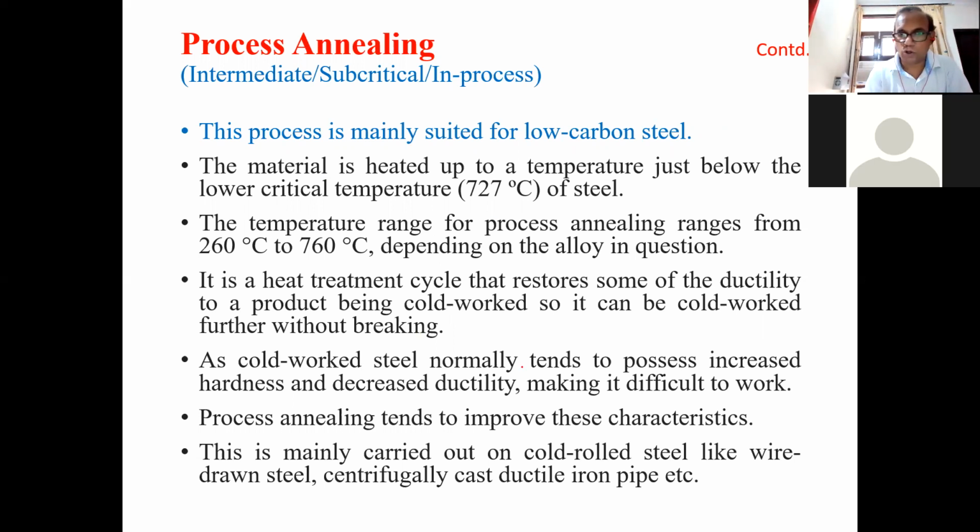As cold worked steel normally tends to possess increased hardness, I told you ना, hardness बढ़ जाएगी and decreased ductility, making it difficult to work. Process annealing tends to improve these characteristics. This is mainly carried out on cold rolled steel like wire drawn steel, centrifugally cast ductile iron pipe, etc. उन पे इसको किया जाता है. So very simple, just heat the metal and cool it so that the ductility may be restored back.